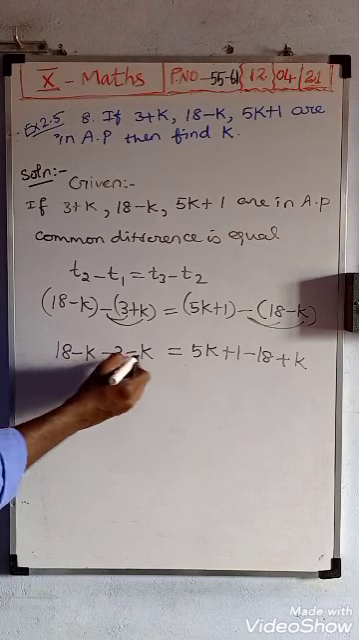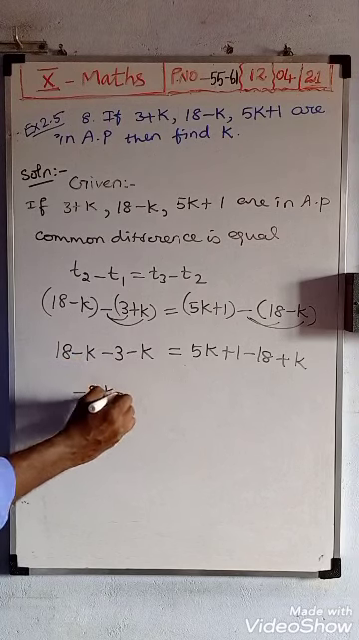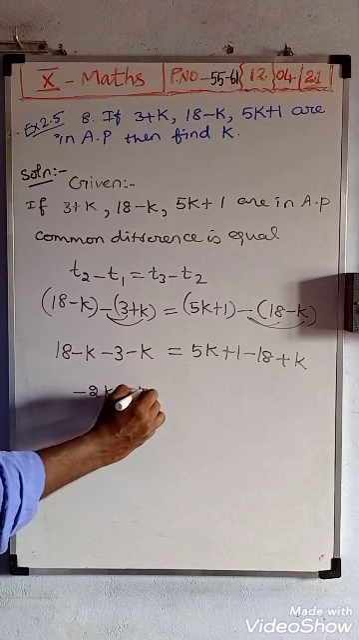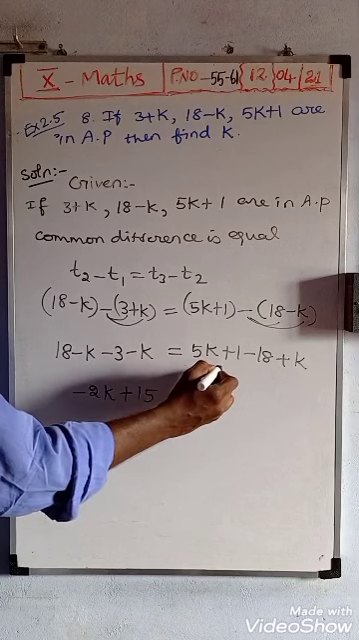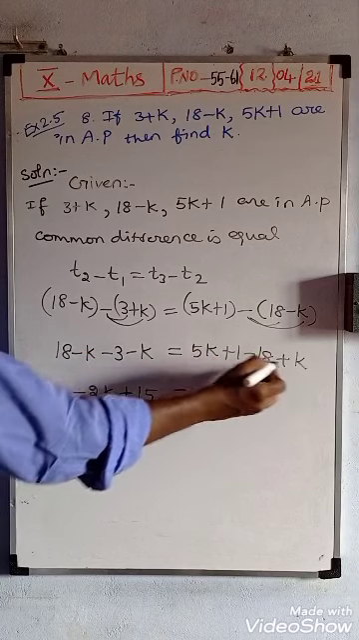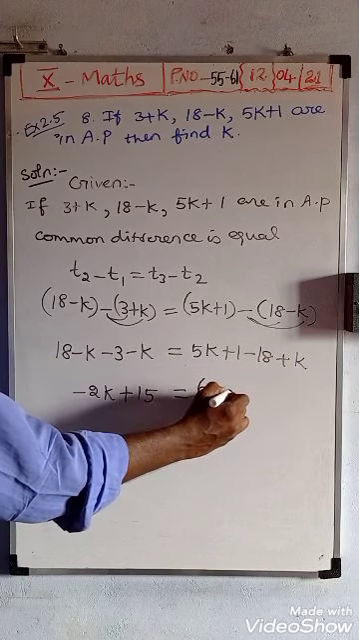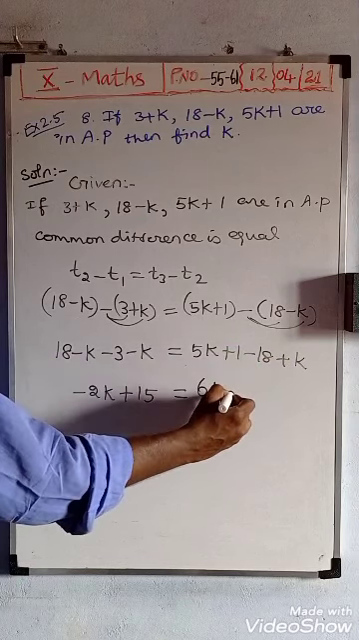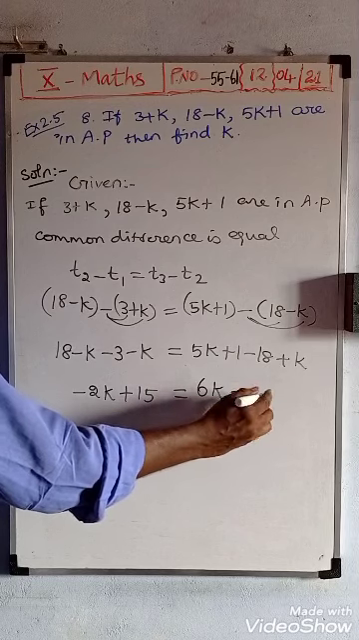Also first you should write minus k, add means minus 2k, 18 minus 3 means plus 15. Simplify and write first the left hand side. Like that right hand side 5k plus k add means 6k. Next 1 minus 18 means minus 17.